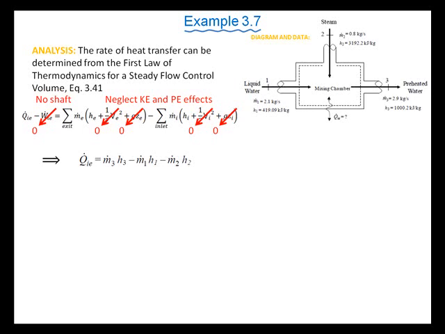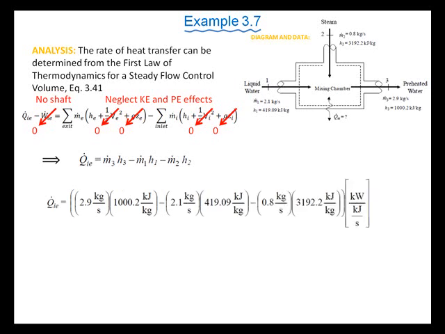So what we have is the rate of heat transfer from the inlet to the exit is the mass flow rate at the exit 3 times the enthalpy at 3. Now, we have two inlets, so we have to subtract both of them, minus the mass flow rate going in at 1 times the enthalpy at 1, minus the mass flow rate at 2 times the enthalpy at 2. And we were given each of those values, so now we simply substitute those values into our equation. And let's take a look at the units here, and we see that the kilograms cancel out, which is good. That's what we want.